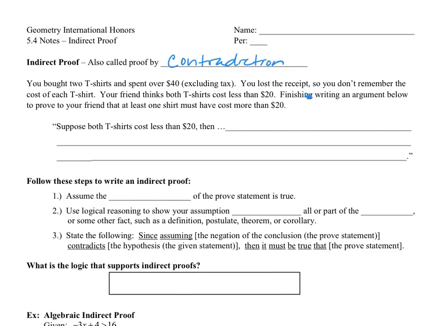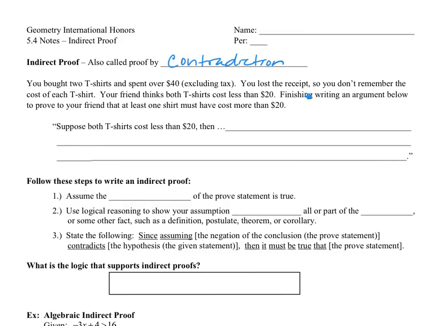Your friend thinks that both t-shirts cost less than $20. So we're going to write an argument below to prove to your friend that at least one shirt must have cost more than $20. So we'll start it like this. Suppose both t-shirts did cost less than $20. So let's assume what your friend is saying is true. Then we could finish the argument like this.